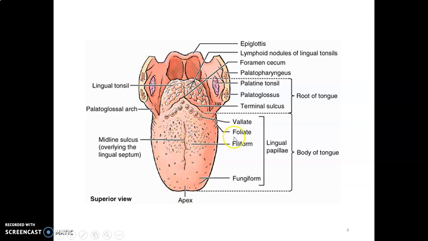And then these are the papillae. We have different papillae that make the dorsum of the tongue rough. So you have the vallate papillae that form a V around this V-shaped groove. Then you have foliate, filiform, and fungiform papillae. So we have those four types of papillae.